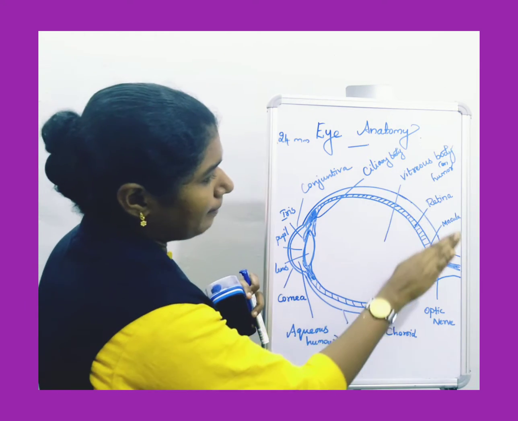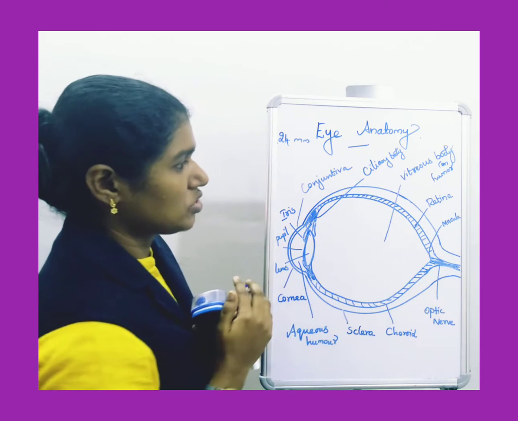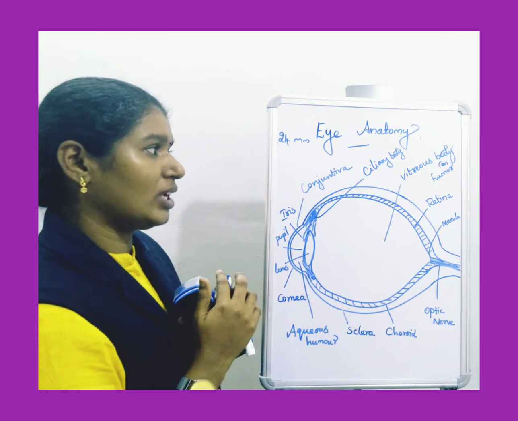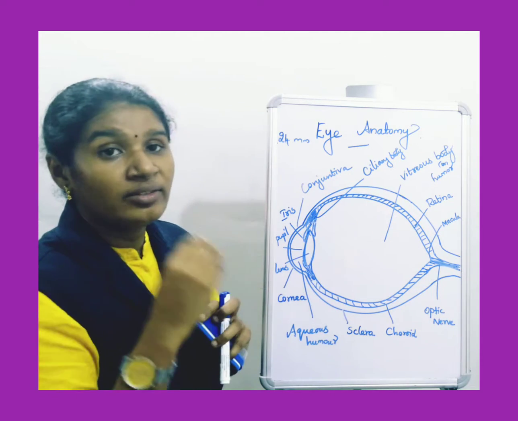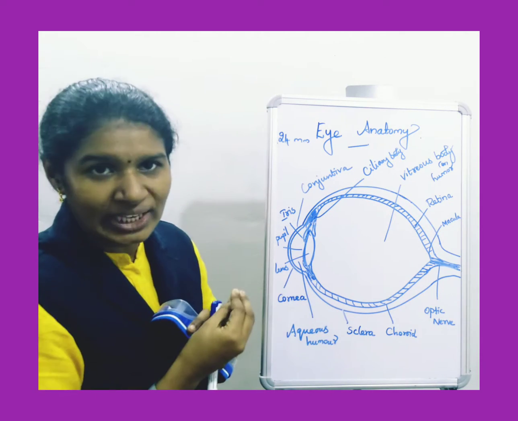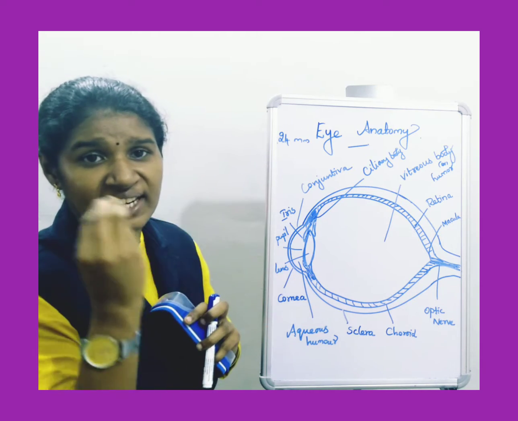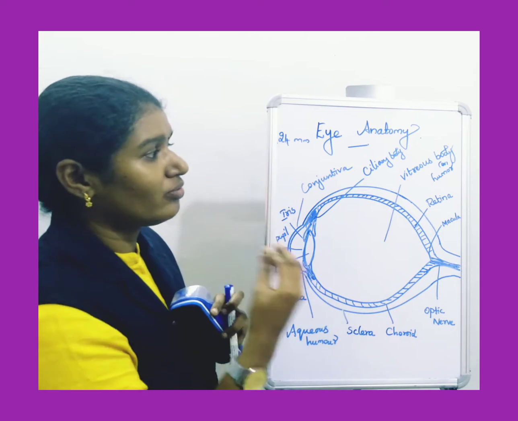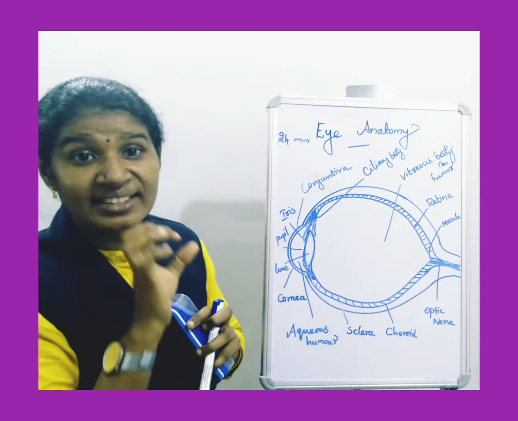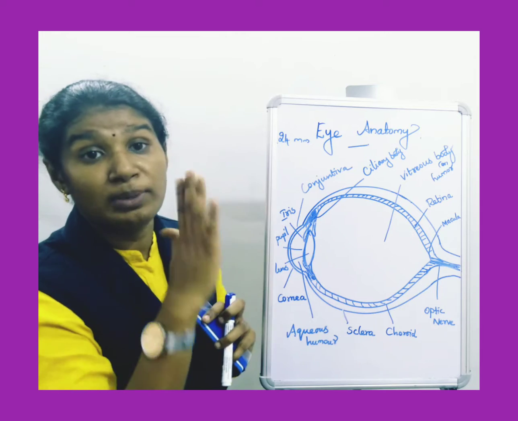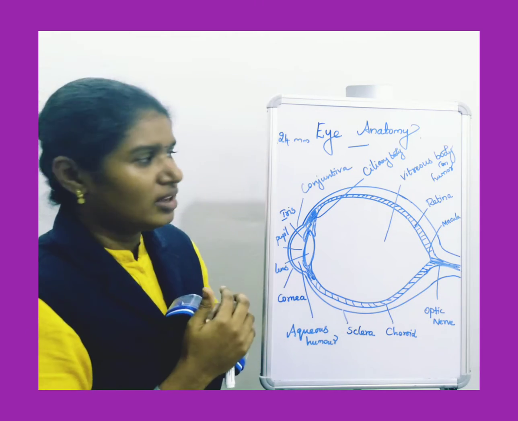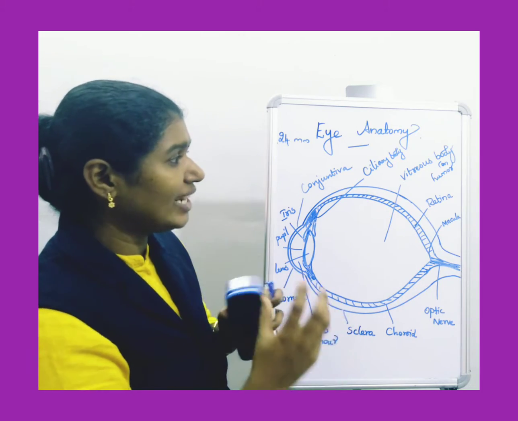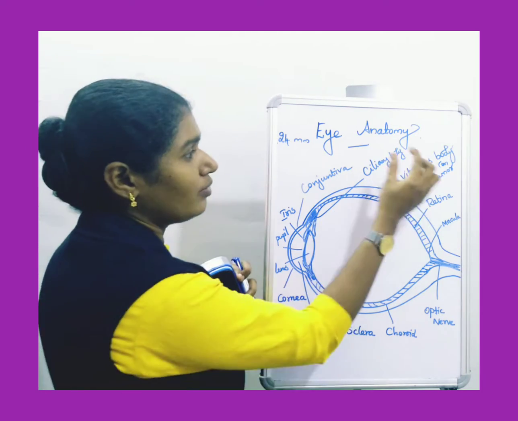The next one is the back section, the posterior segment. The first one is the vitreous body, or vitreous humor. It is a fluid-like, jelly-like structure. It maintains the shape of the eye. We know the eye is a spherical structure, so the vitreous humor regulates the shape of the eye.